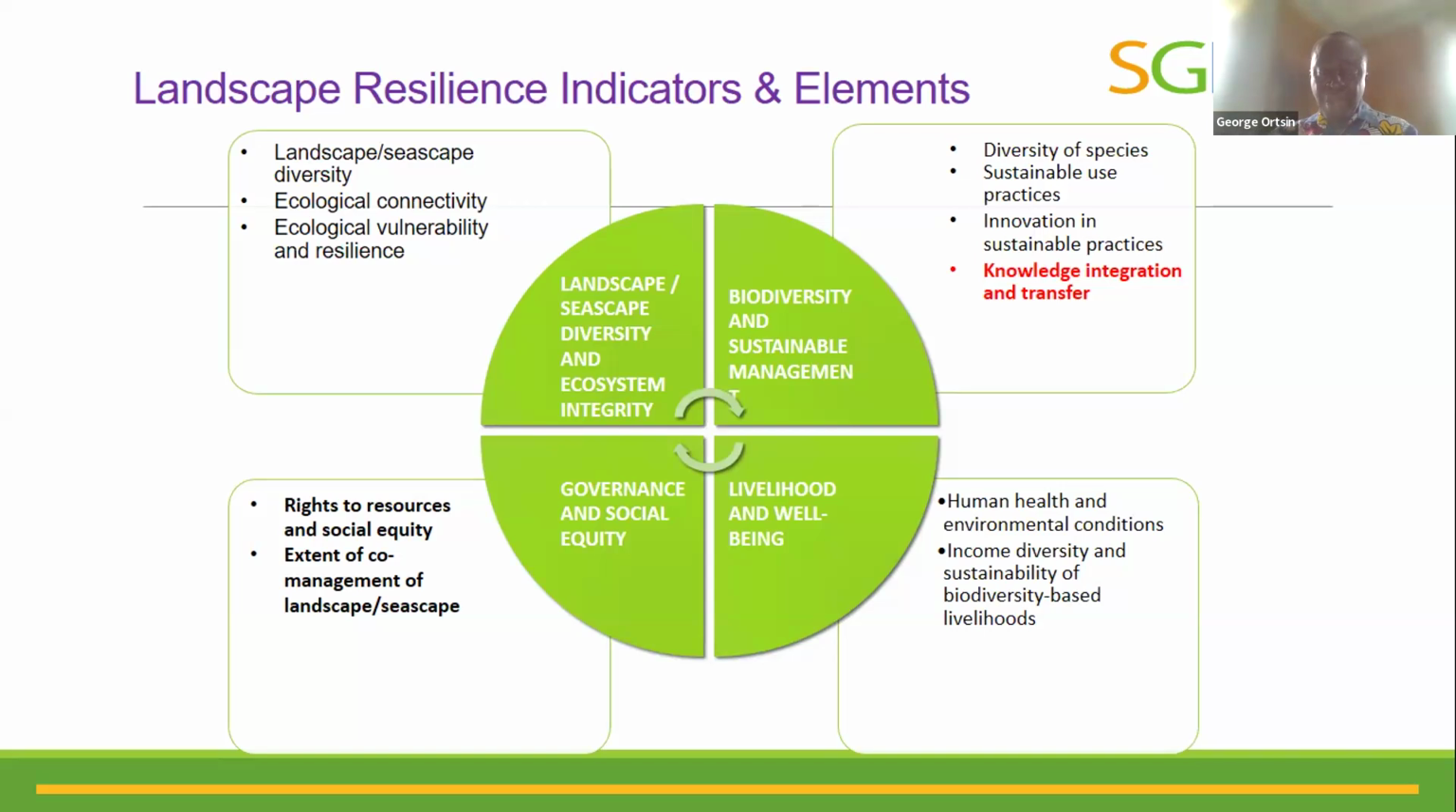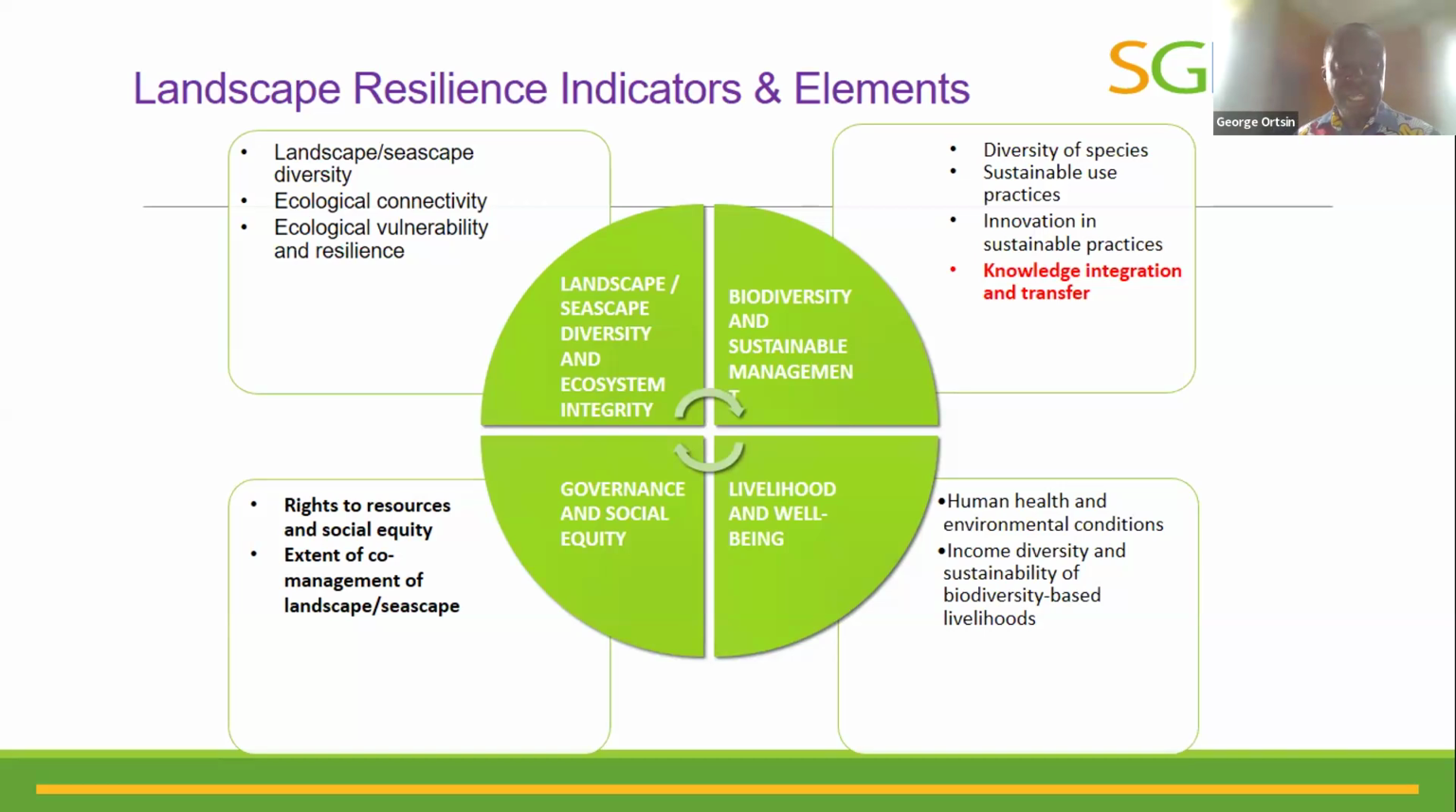Then you also have to understand how livelihood and well-being are being handled. So you look at human health. Are they relying on the traditional health system or the Western health system? And what are the environmental conditions? Does it relate to them? Look at the income diversities. Are they all farmers, or are some farmers, some rear animals, some are hunters, or some are fishermen? You need to understand all these things and how they relate to biodiversity.